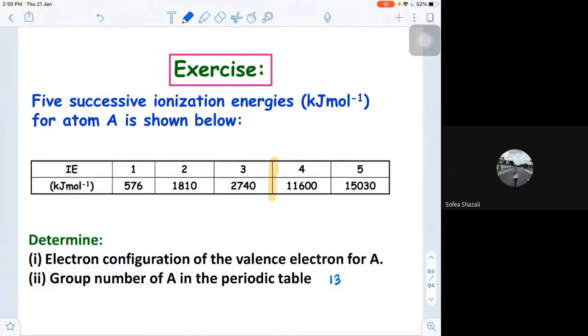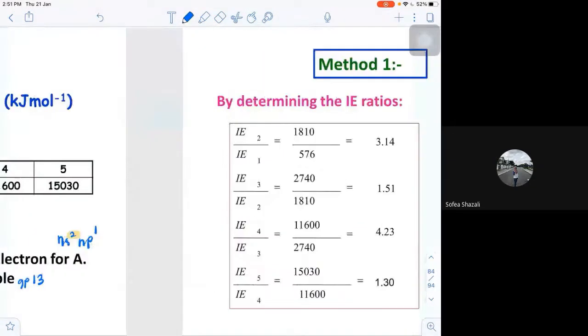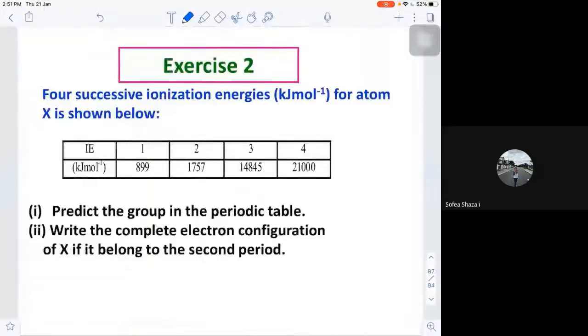And what is the configuration of the valence electrons when it comes from group 13? ns2, np2? 2 plus 2 is 4. It has 3 valence electrons. So it is ns2, np1. Okay, correct. Thank you.